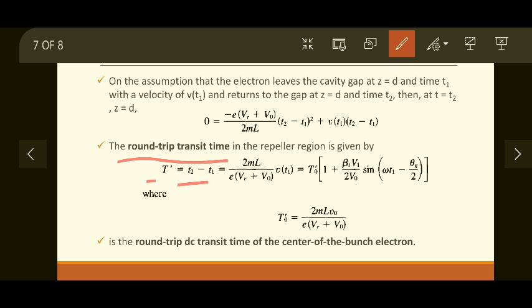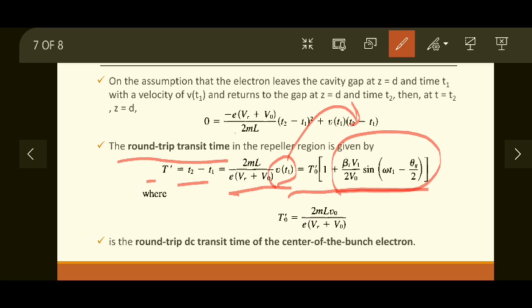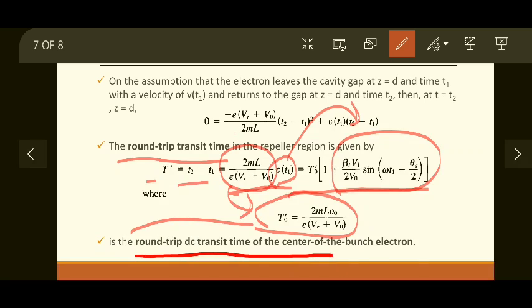It is given by t dash is equal to t2 minus t1. T2 is the time at which it comes back, t1 the time at which it leaves the cavity. So it is given by this formula, 2 m l upon e into Vr plus V0, V of T1, and further substituting details of V of T1 which we have shown already in this video, which is taken from two cavity klystron. So this is nothing but V of T1, where this particular term T0 dash is nothing but the round trip DC transit time of the center of the bunch electron.